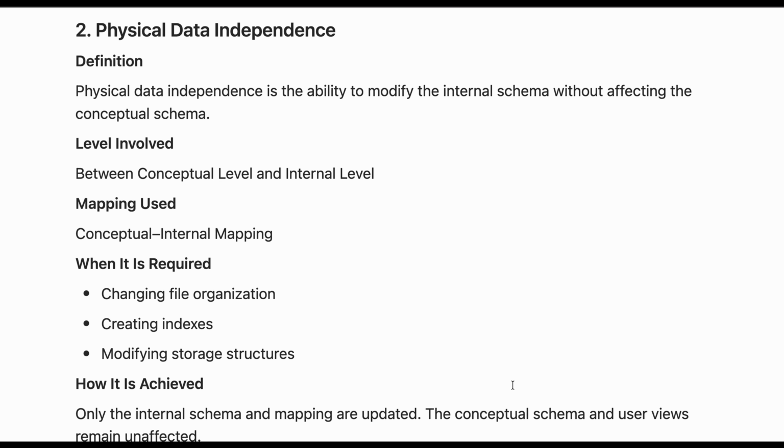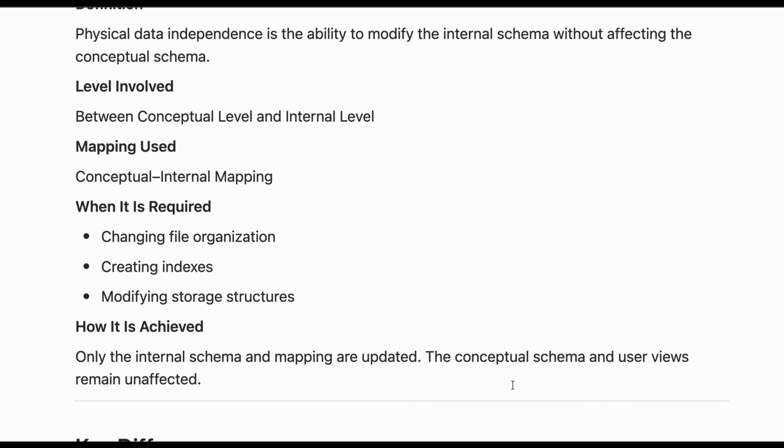When is it required? It is needed when we change the file organization, create indexes, or modify storage structure. And how is it achieved? Only the internal schema and mapping are updated. The conceptual schema and user views remain unaffected.